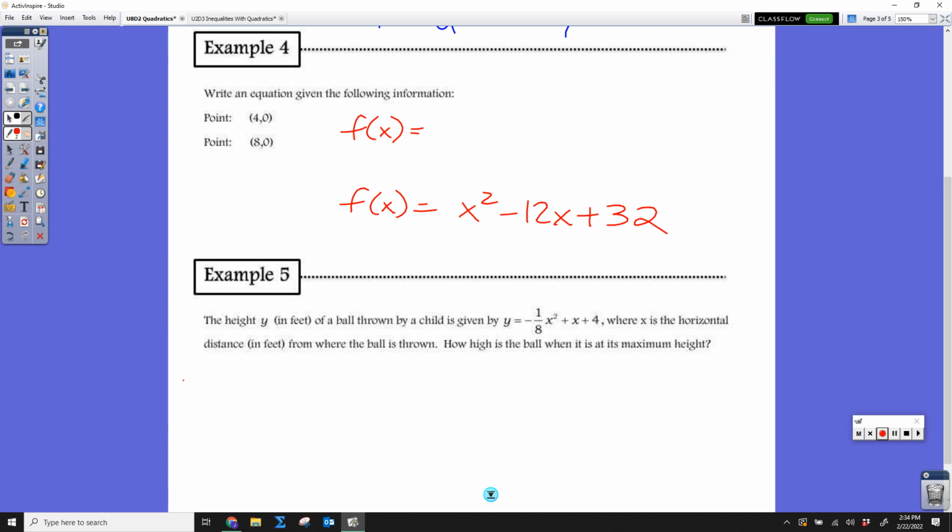Parentheses, x minus 4, and then parentheses, x minus 8. x minus 4 times x minus 8. But if you took this and expanded it out, multiplied it through, would it equal that? Yes. So they're the same thing.